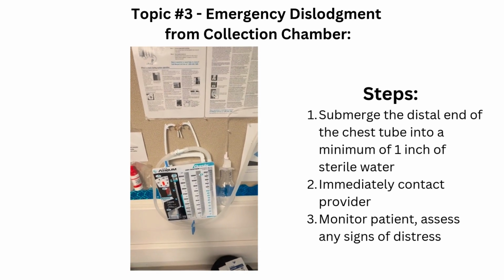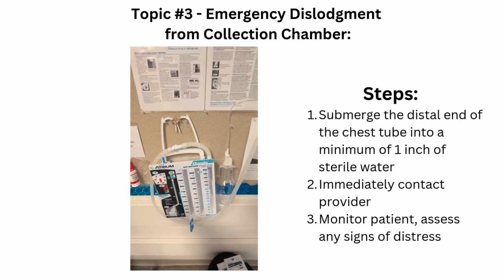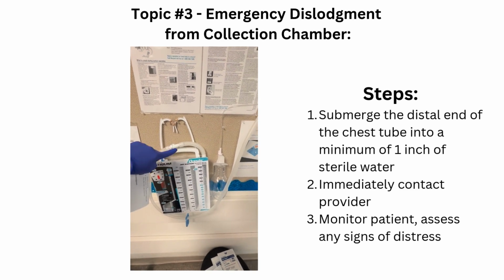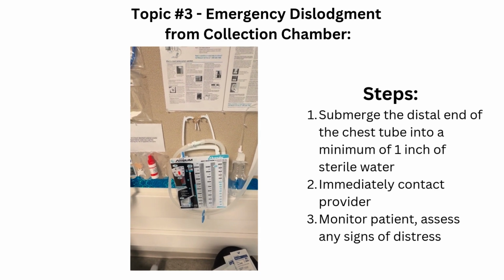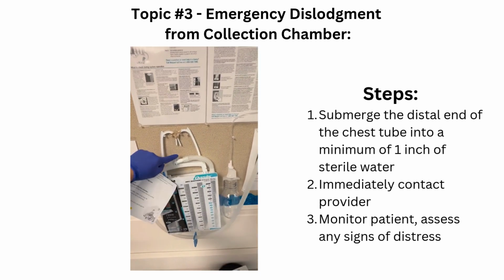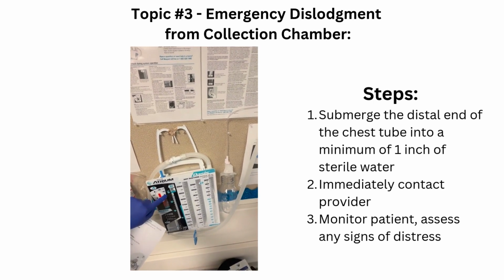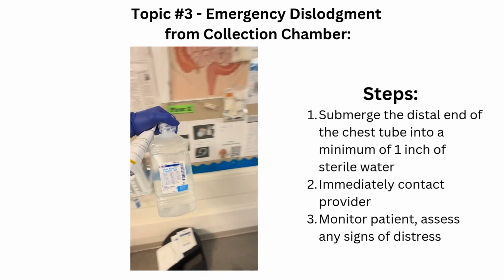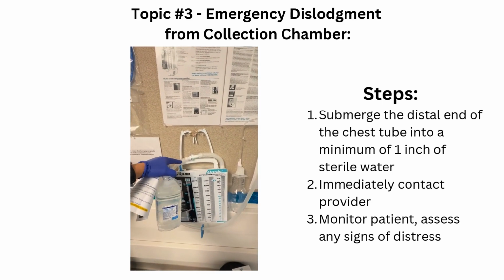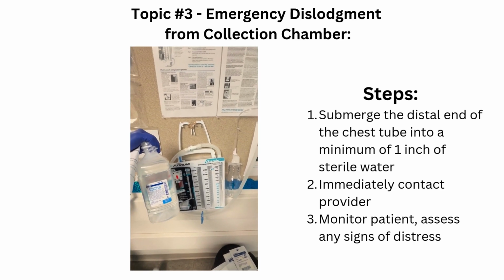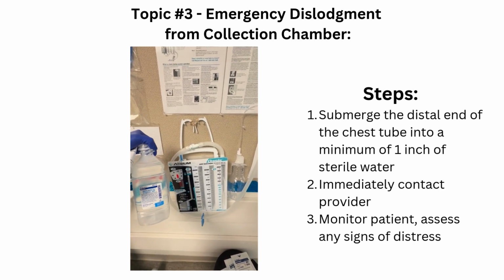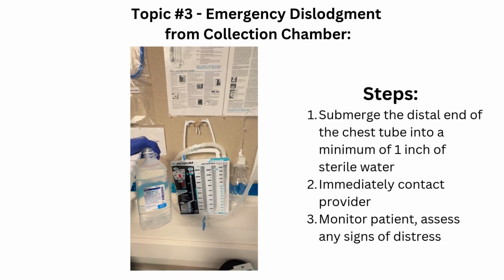Now we will be reviewing what to do in case there is an emergency dislodgement. If the chest tube gets dislodged from the collection chamber, we will submerge the chest tube into 1 inch of sterile water. If this gets disconnected from the chamber, we will grab our sterile water and submerge the distal end of the chest tube into a minimum of 1 inch of the water, and then immediately page the physician and handle the emergency. Also make sure to assess our patient to make sure that they have not gone into distress.